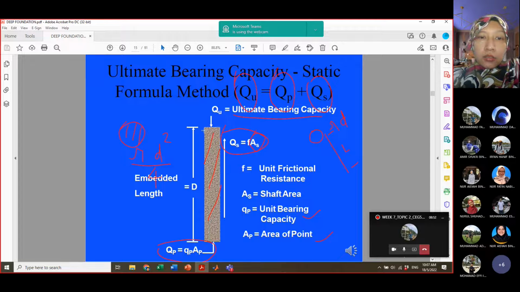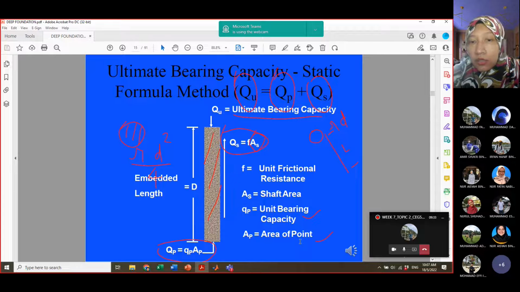By its function on the load carrying capacity, the ultimate bearing capacity of a single pile consists of Qp, the end bearing capacity, which is equal to qp Ap, and also Qs, the skin friction capacity. The skin friction capacity Qs is equal to f As. So what is f? f is the unit friction resistance. As is the area of the shaft. qp is your unit bearing capacity. Ap is the area of the point.